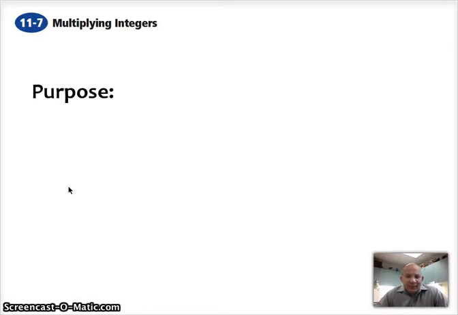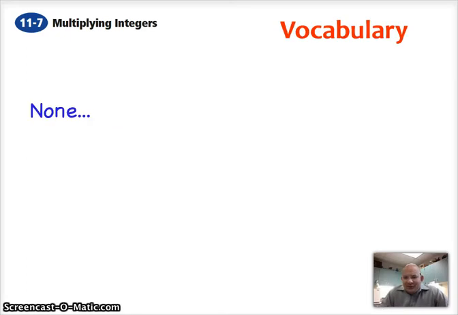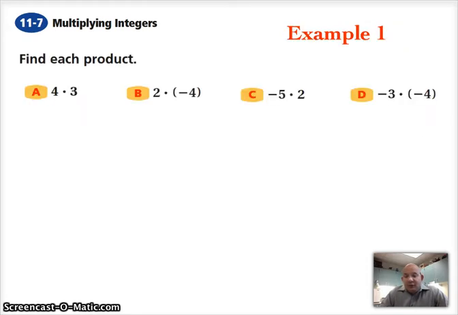It's on multiplying integers. Our purpose, simply stated, as in the past two lessons, is to multiply integers. No vocabulary for today. And as we look at the first example, we see that we have four different multiplication problems. Directions tell us to find each product.